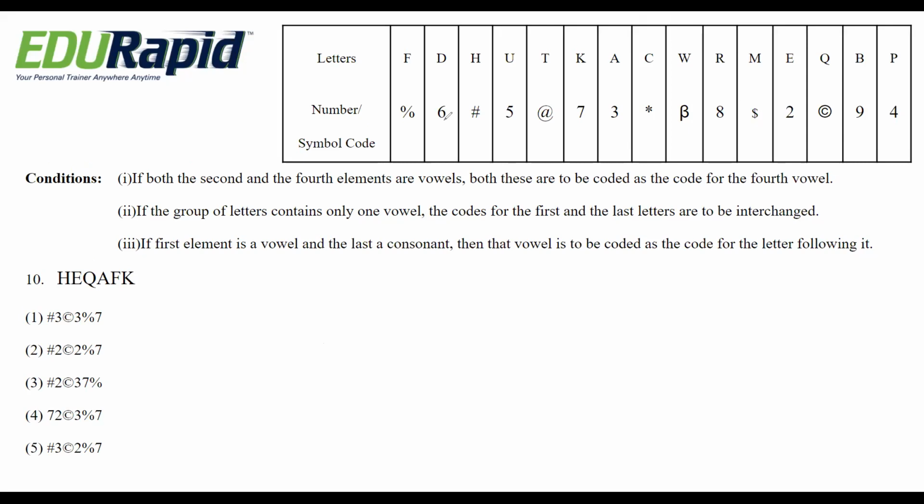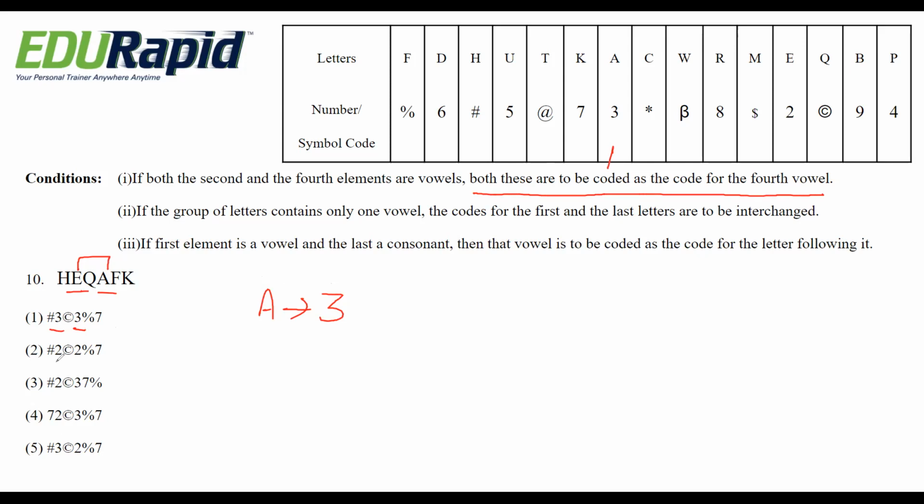Okay, let me see the conditions. If both the second and fourth elements are vowels. Second and fourth elements are vowels. Yes. E and A are vowels, that is, the second and fourth elements. For this, what they are telling is both of these are to be coded as the code for the fourth vowel. That is, the fourth one is A. For A, from the table, it is coded as 3. So the second and fourth terms are coded as 3.